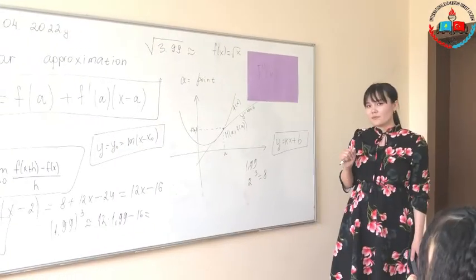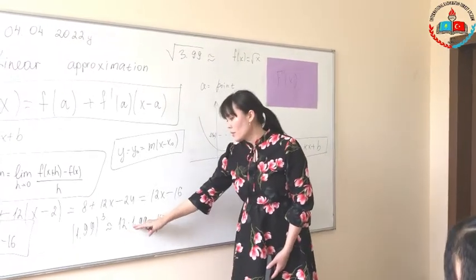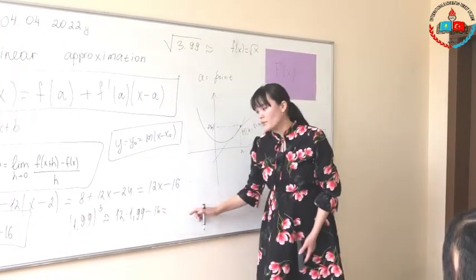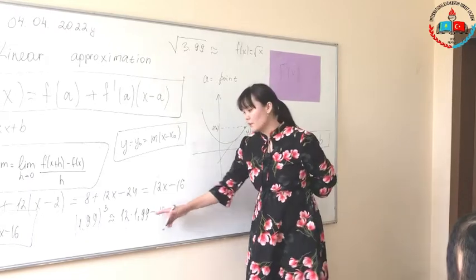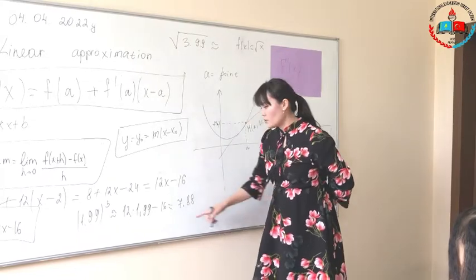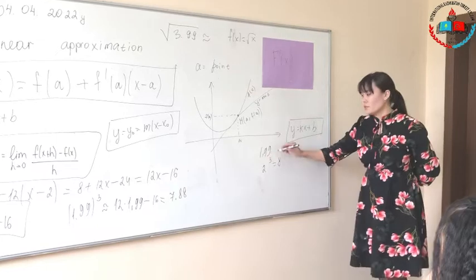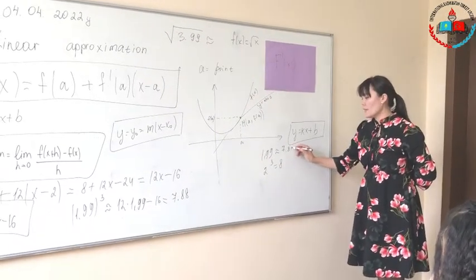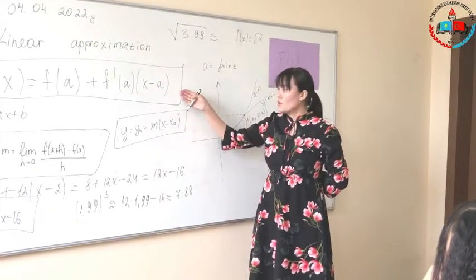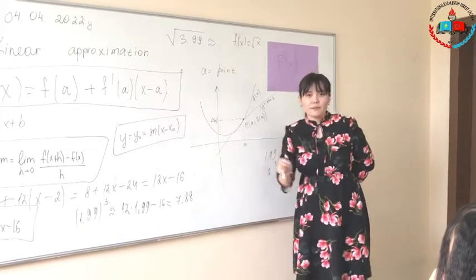Let's calculate it. For cases like this, we will use this formula, 12 multiplied by 1.01 minus 16. So let's calculate it. It will be 7.88. Do you see it's less than 8? So 1.99 cubed is approximately 7.88. It's the way to use our linear approximation for finding the approximate meaning of numbers like this. Okay.